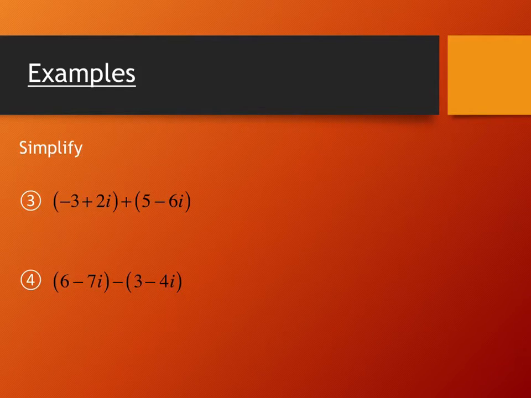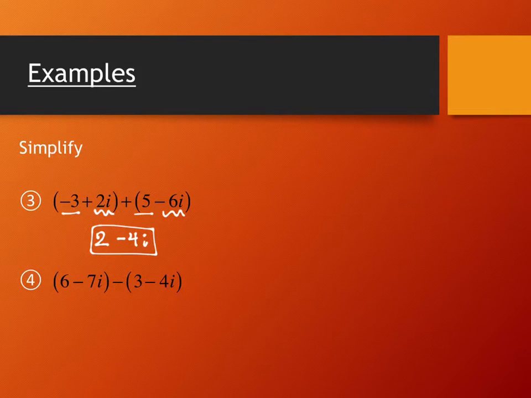Same thing for i's. So as I look at this one, I have an addition problem on number 3. And I just pair up the pieces that are alike. I have negative 3 and I have positive 5, and I can add them together and I will get 2. Then 2i and the negative 6i are like terms because they both have the i attached to them. So what is positive 2i and negative 6i? Negative 4i. Addition, just like with polynomials. No different. Subtraction, same thing.